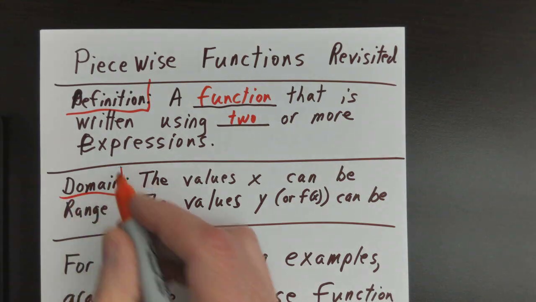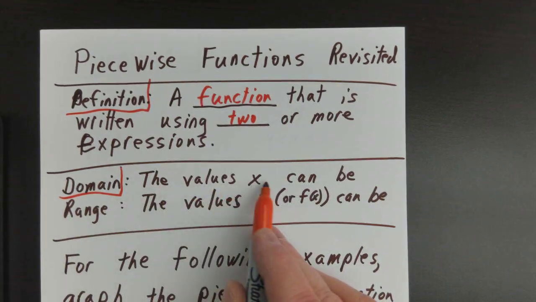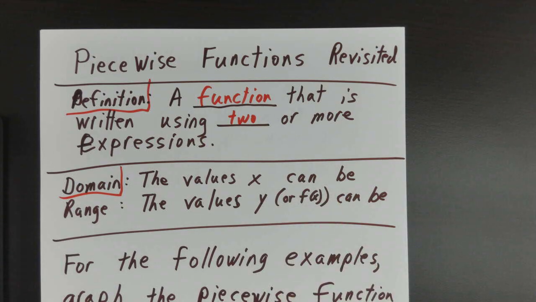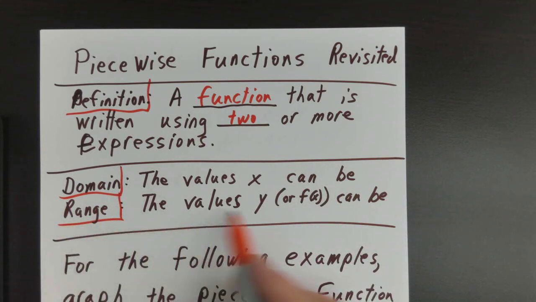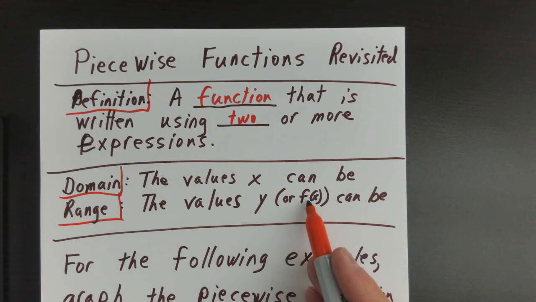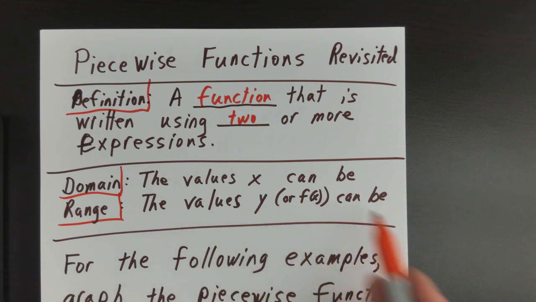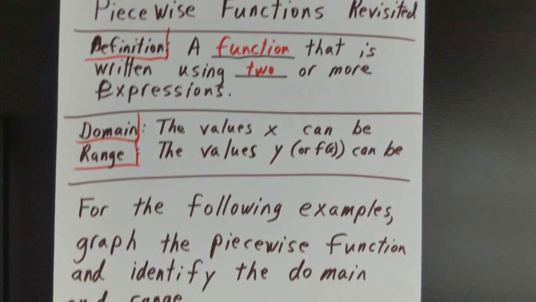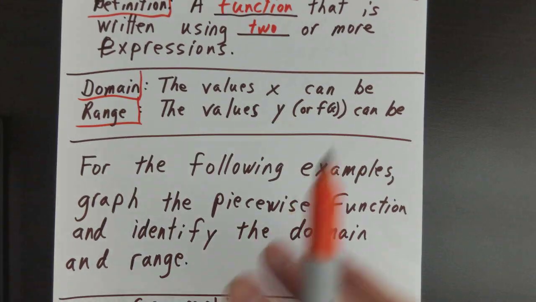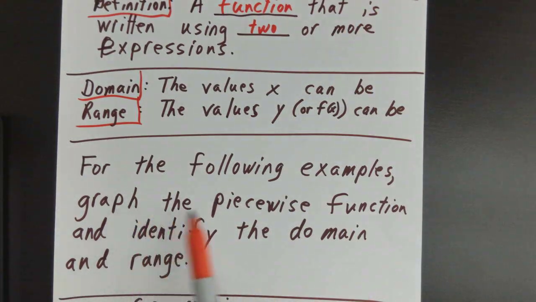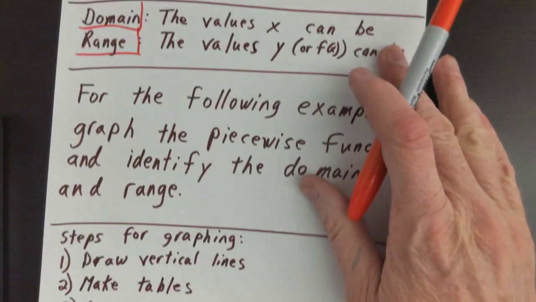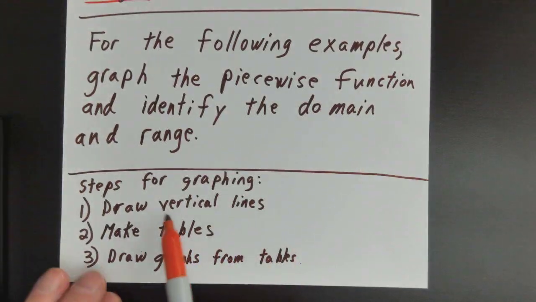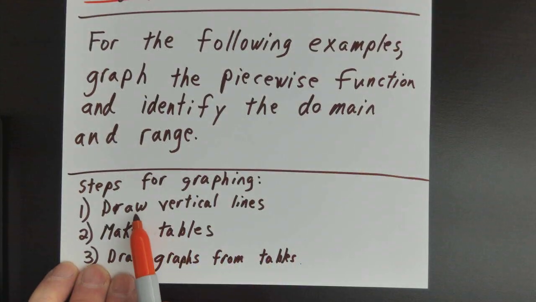Now, definition of domain: the values x can be. That's all that is. These are the possible values for x. The definition of the range: the values y, or we also use f of x, the values that they can be. All right. Now, I've got some examples following. We're going to graph the piecewise functions, and we're going to identify the domain and range. That's our instructions. If you recall, I think you have notes on this. You can go back to those also.